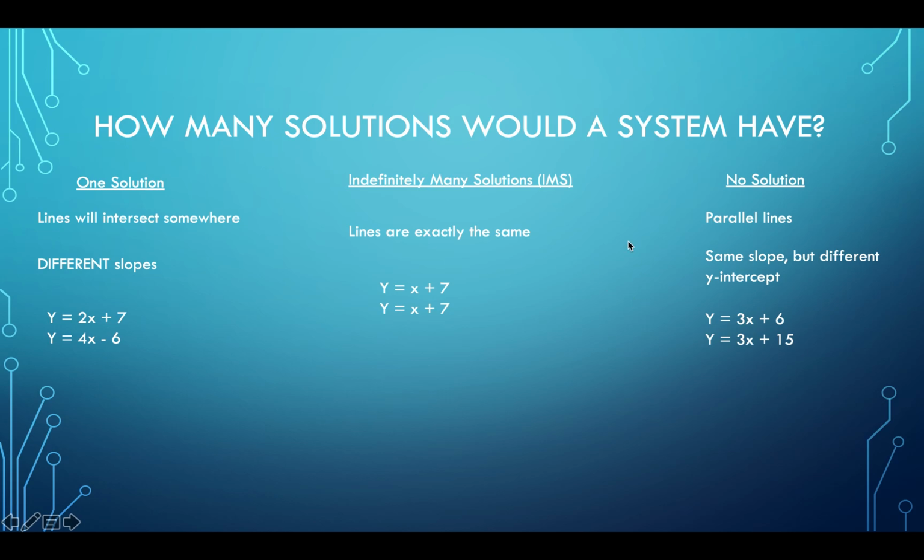So if I asked you how many solutions a system would have, you have three options: one solution, infinitely many solutions, or IMS, and no solution. For one solution, the key is the lines are going to have different slopes. So as long as the slopes are different, one solution. We can have infinitely many solutions; the key thing here is the lines are exactly the same. And it could be no solution, so basically the same slope but different y-intercept. So the lines are going to be parallel.